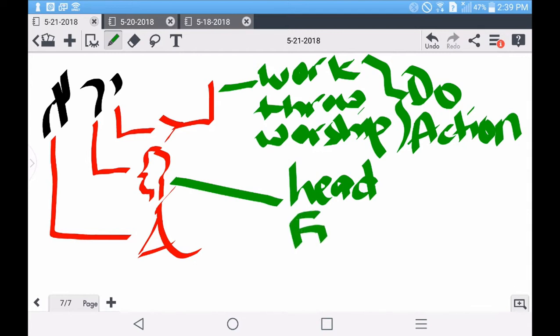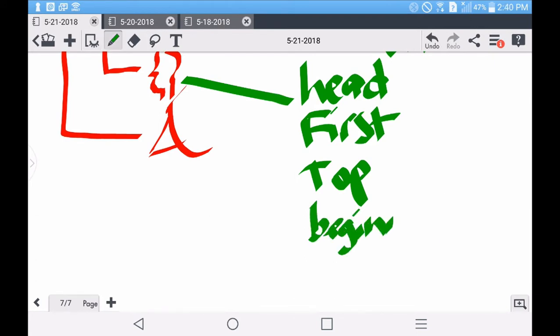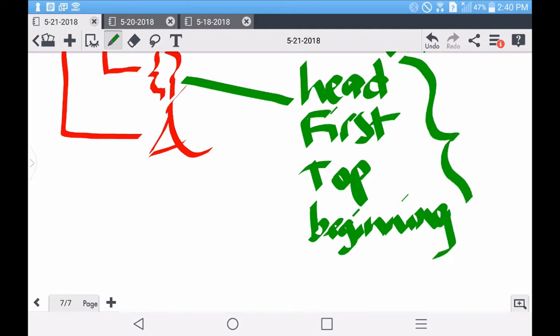All right, and then the head is tied to words such as, of course, head, first, top, and beginning. And so these are all tied to the idea of something that holds supreme, right? Something that holds supreme.